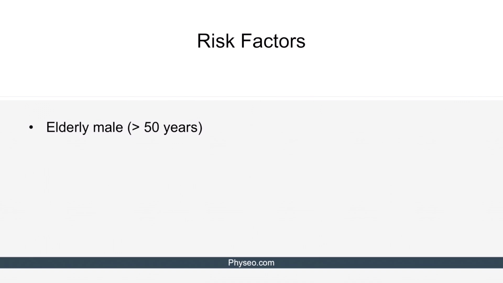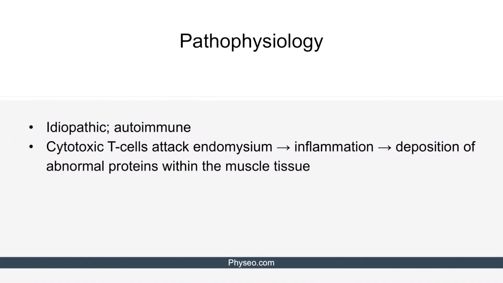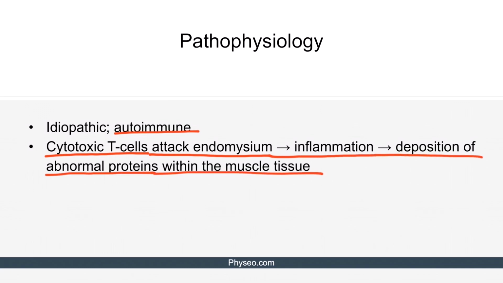Inclusion body myositis has been found to most commonly affect elderly males, with peak incidence in patients older than 50. The exact pathophysiology of the disease is unknown, but it's thought to have an autoimmune origin. Now, the role of cytotoxic T cells is suggested, which invade and attack the endomysium, causing inflammation and deposition of abnormal aggregated proteins within the muscle tissue. Now, these proteins resemble inclusion bodies, and so it's called inclusion body myositis.